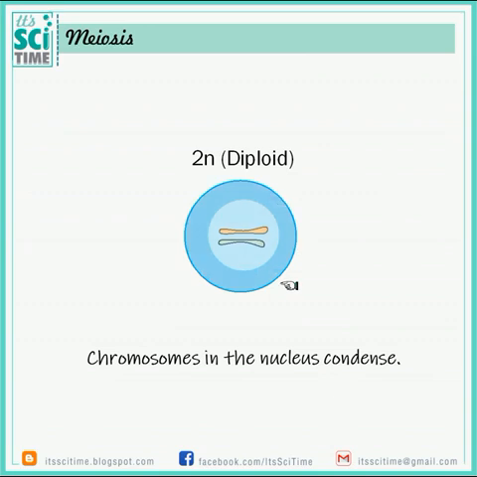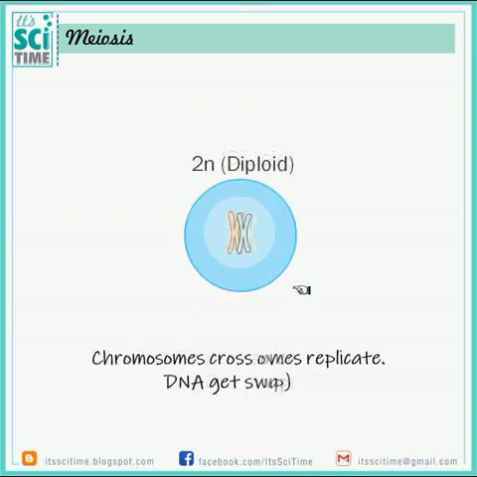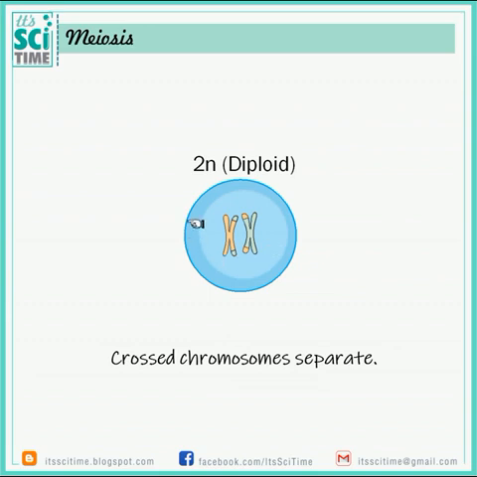You can see again the mother cell is a 2n diploid cell. First step is the chromosomes get condensed in the nucleus. Then, similar to the previous step, replicating takes place, or doubling up. And the next step is special. These chromosomes cross over each other, and they exchange genes. This is a special one. Similar chromosomes gather and swap their DNAs. And then the crossed chromosomes look like different chromosomes.